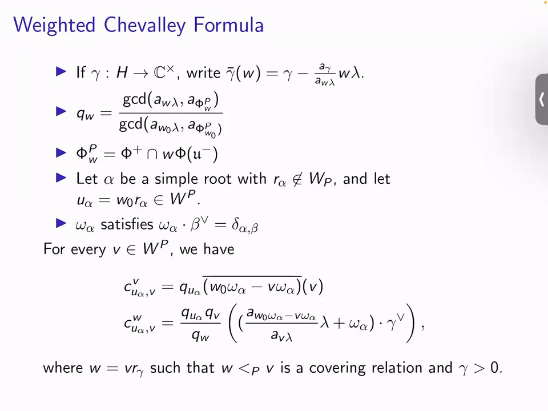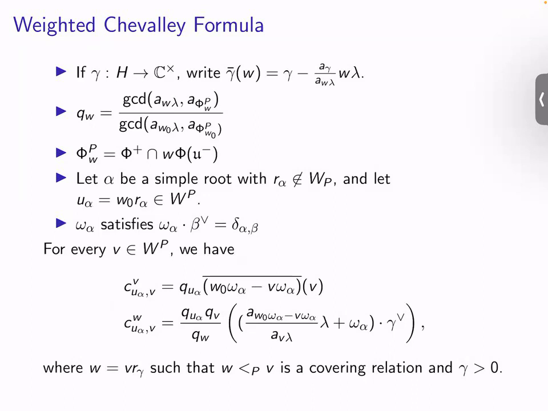Let alpha be a simple root, with the reflection in the Weyl group not in the Weyl group generated by the parabolic, and then let U sub alpha be the corresponding divisor. So this is indexing a codimension 1 Schubert variety in G mod P. Choose omega alpha to be a character of the torus, pairing with the other simple co-roots with Kronecker delta. So there's lots of choices for omega alpha, but just choose one. It doesn't matter what you choose.